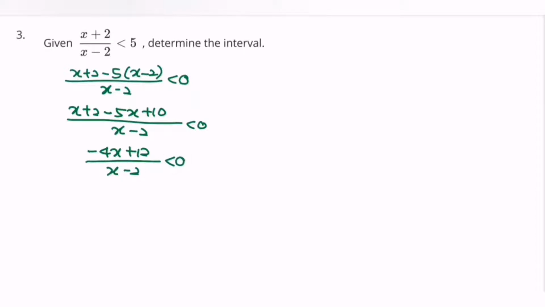From here, we notice that we have the simplest form, so we can determine the sign, which is the negative sign. Next is to split the situation. So we have negative 4x plus 12 greater than 0, and x greater than 2. So rearrange the situation. We have 4x less than 12. So from here, x is less than 3.